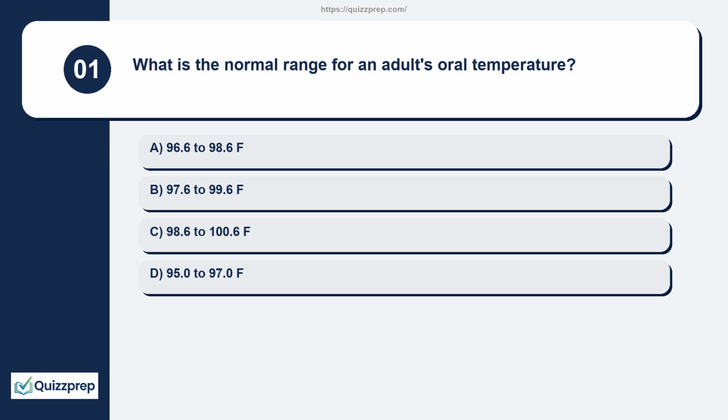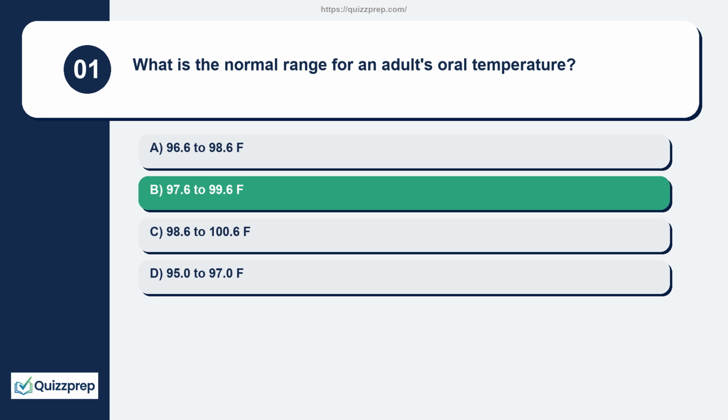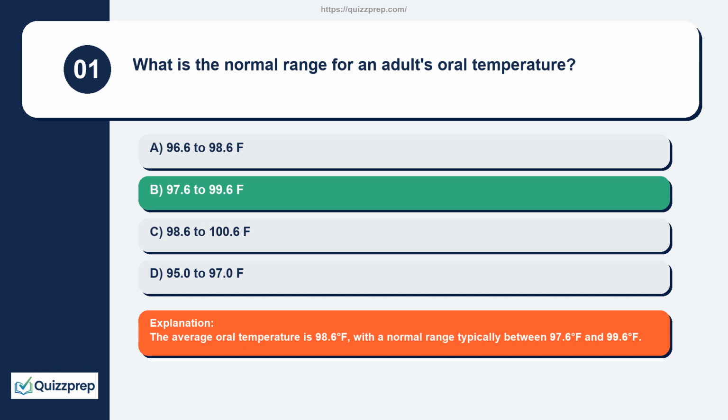Question 1. What is the normal range for an adult's oral temperature? 96.6 to 98.6 F, 97.6 to 99.6 F, 98.6 to 100.6 F, 95.0 to 97.0 F. The average oral temperature is 98.6 degrees Fahrenheit, with a normal range typically between 97.6 and 99.6 degrees Fahrenheit.